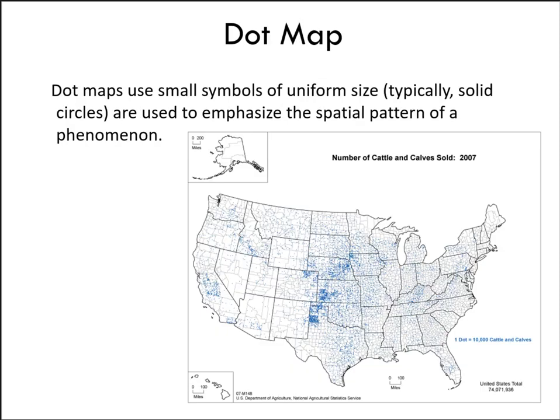Here's a dot map, and it uses these small symbols of uniform size, not scaled like we just saw in the previous slide, but they're typically solid circles, and are used to emphasize spatial patterns of some kind of phenomena. And here it shows the number of cattle and calves sold in 2007, and one dot represents 10,000 cattle and calves. So what's nice about these maps is you can quickly see where the cattle are, through Texas and up through the Midwest there.